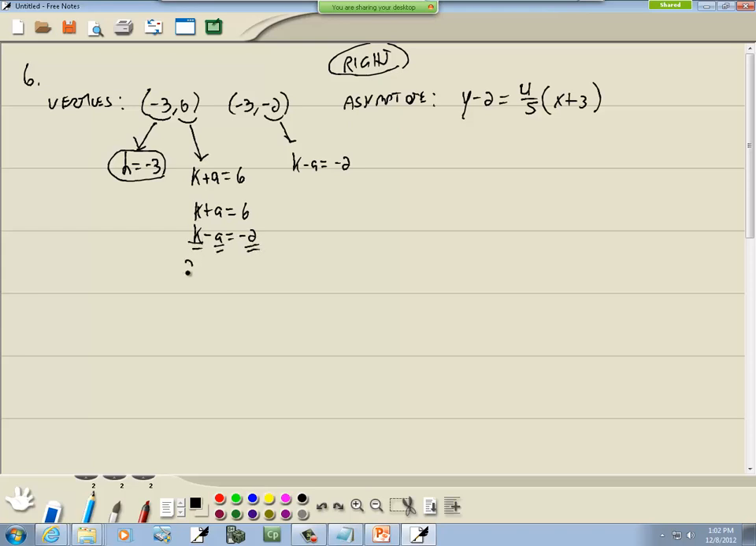Well, k plus k is 2k. A minus a drops away. 6 minus 2 is 4. Divide both sides by 2, and you get k is equal to 2. Now you might be looking at this like, well, that's obvious, look at this. Why are you even working that hard? Why don't you just get it off of this? You can't always go off of this.